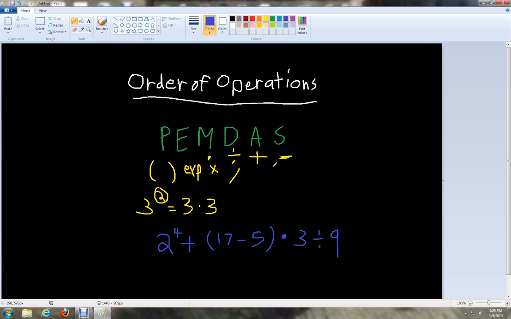So just looking at our list here, the first thing we need to do is parentheses. So we look at the parentheses here, and we see that that is 17 minus 5. So we do that part first. So 17 minus 5 is 12. So there's our first step.